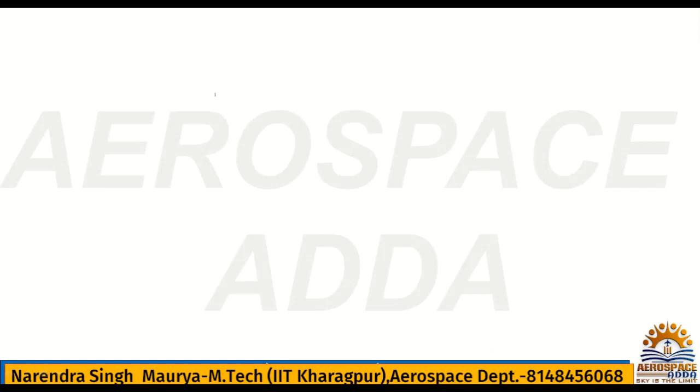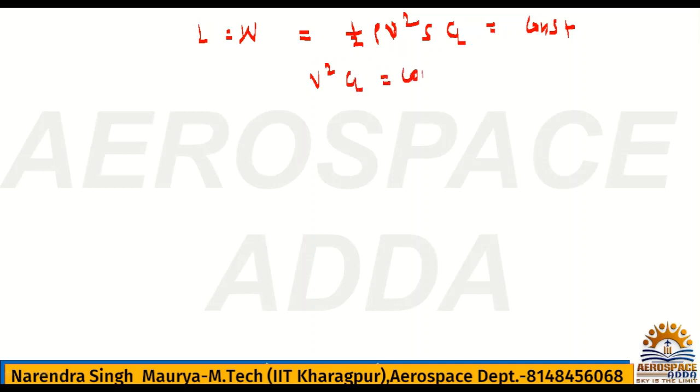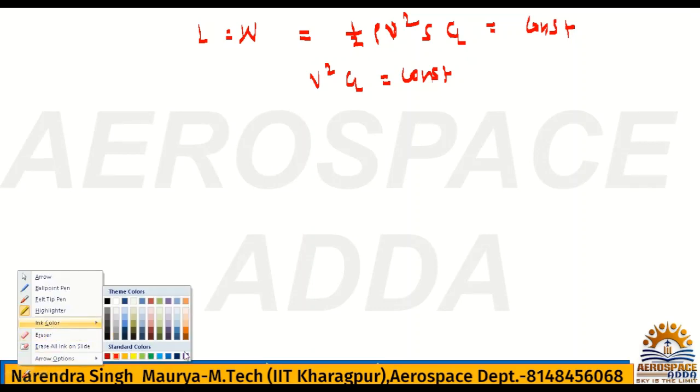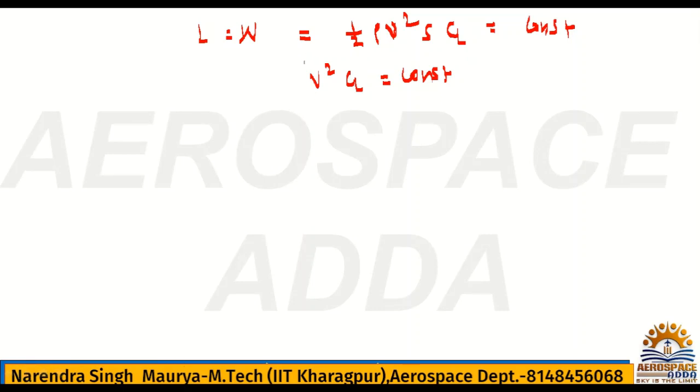What is that? We know that L is equal to W is equal to half rho V square S into CL. All right. As we are considering weight is the constant quantity, yes or no? So what you will get? You will get V square CL is equal to constant, because rest all the parameters will be constant here. Yes or no? Rest all the parameters will be constant here.